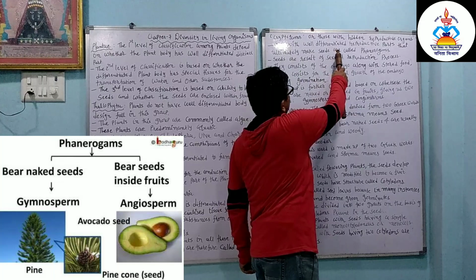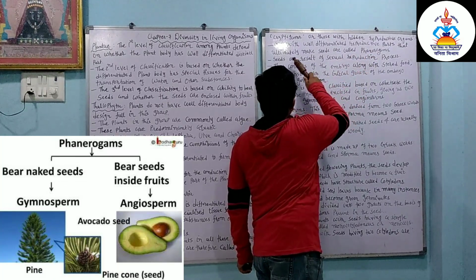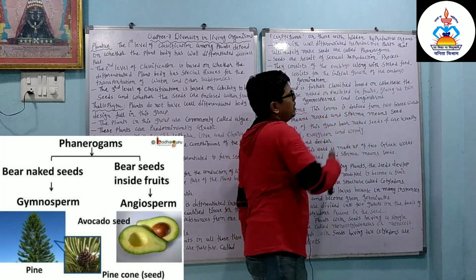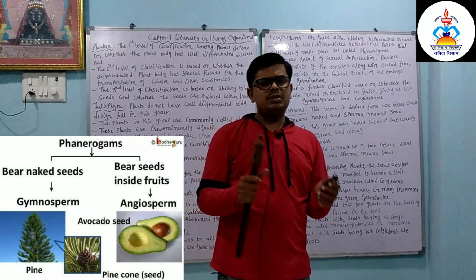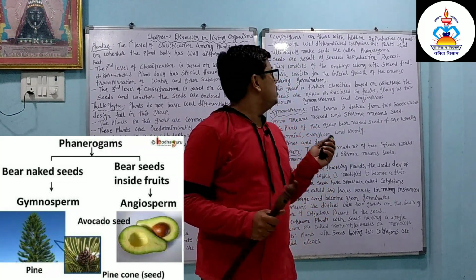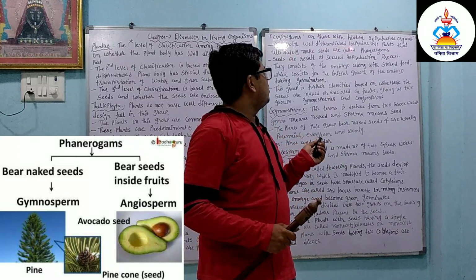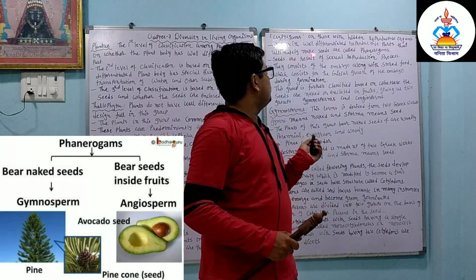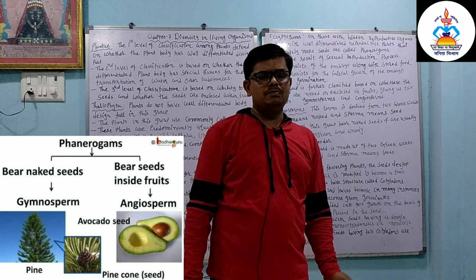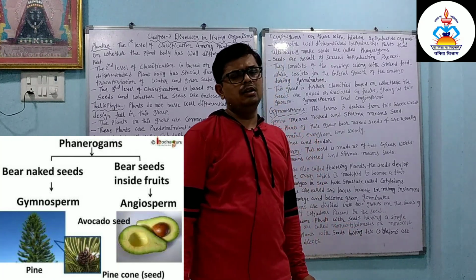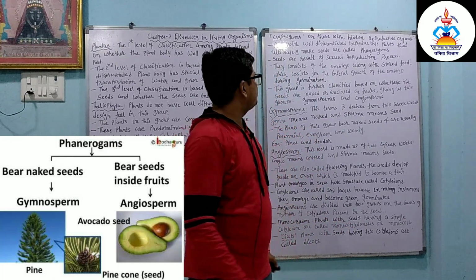Plants with well differentiated reproductive parts that ultimately make the seed are called the phanerogams. So how does the seed come into existence? Because of sexual reproduction. So plants with well differentiated reproductive parts that ultimately make the seed are called the phanerogams. They make the seed, so they are included in the phanerogams.